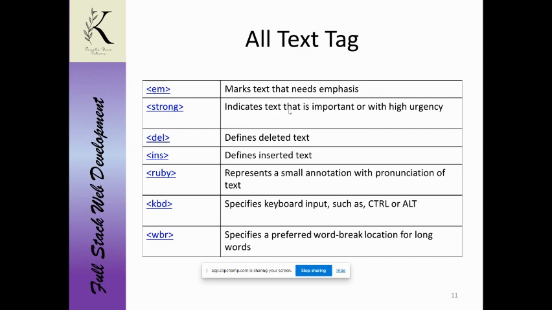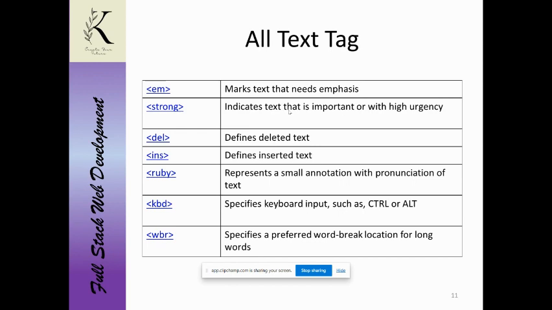Ruby: if we are using different types of languages like Chinese, we can have a simple annotation along with the language also. This annotation can be added with the Ruby tag. KBD: suppose we are writing a technical article, or a text regarding how you can configure certain things. In that configuration, you can include some switch combination like Control C, Alt H. This kind of thing can be formatted using KBD.